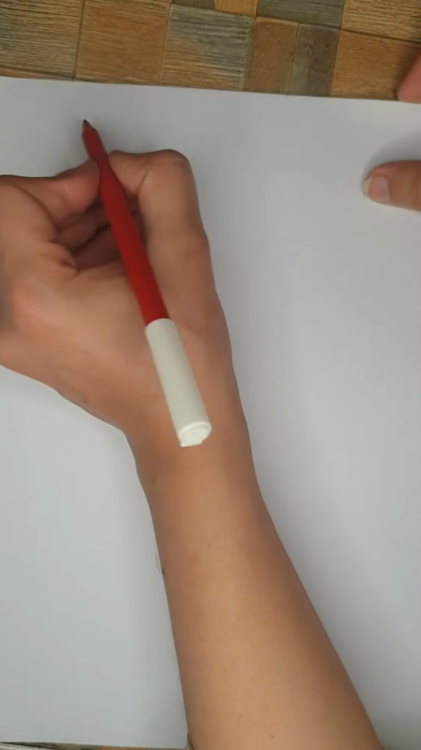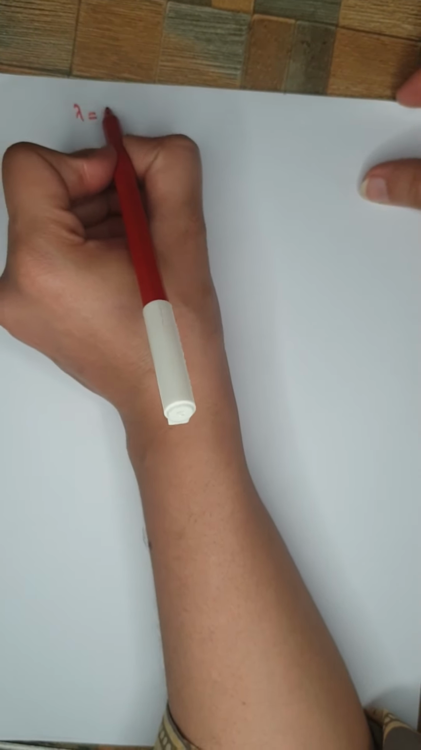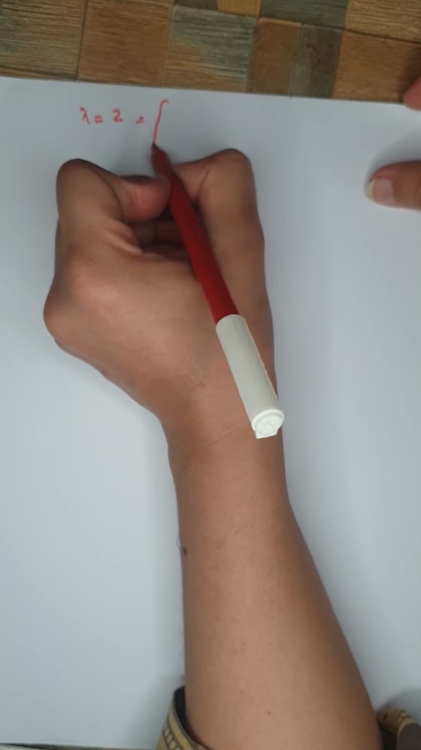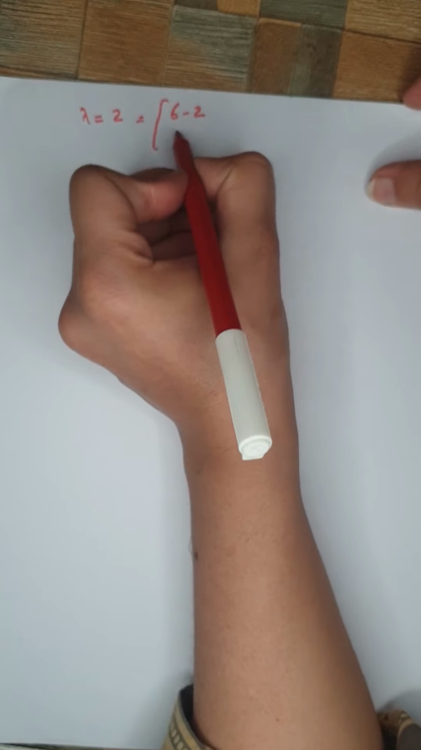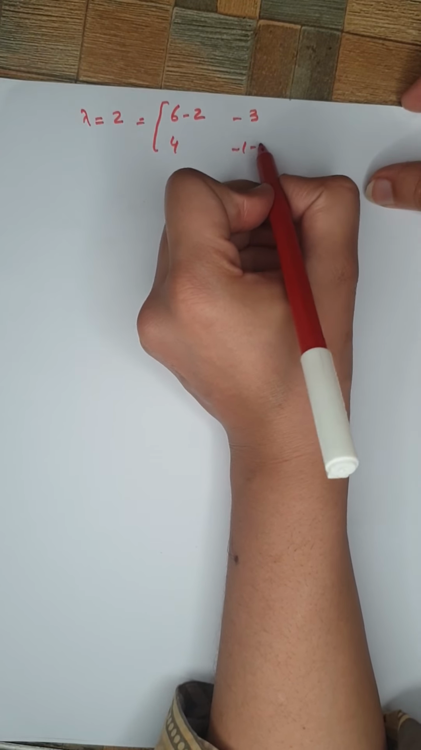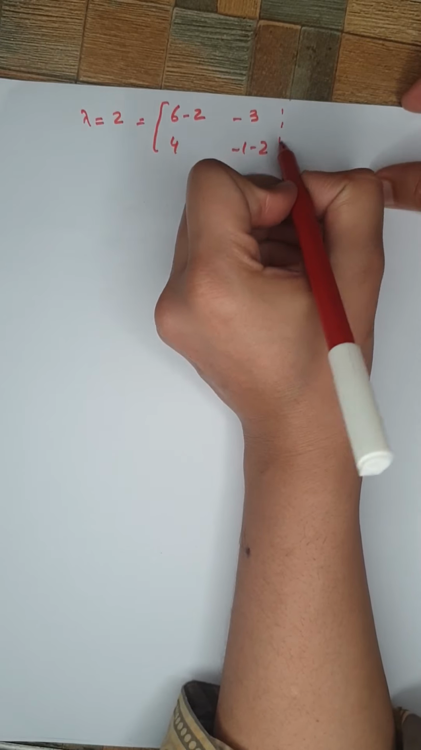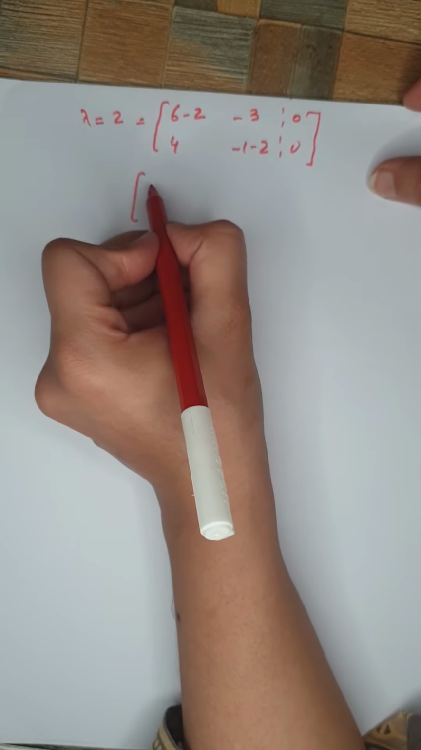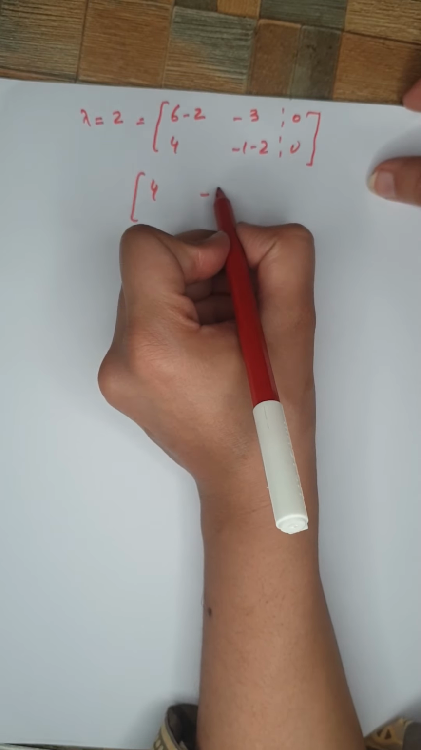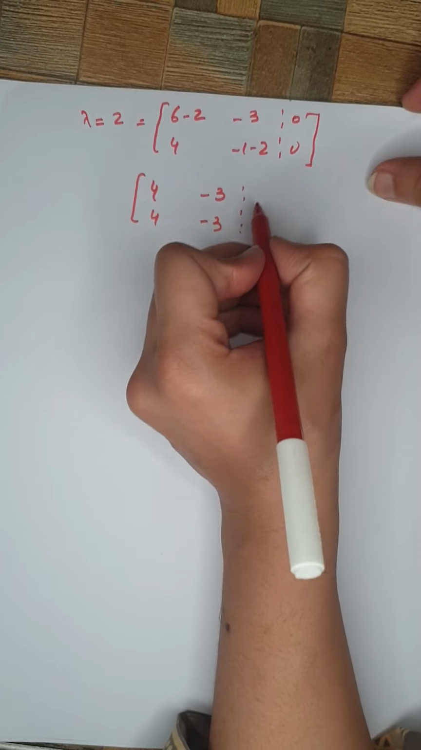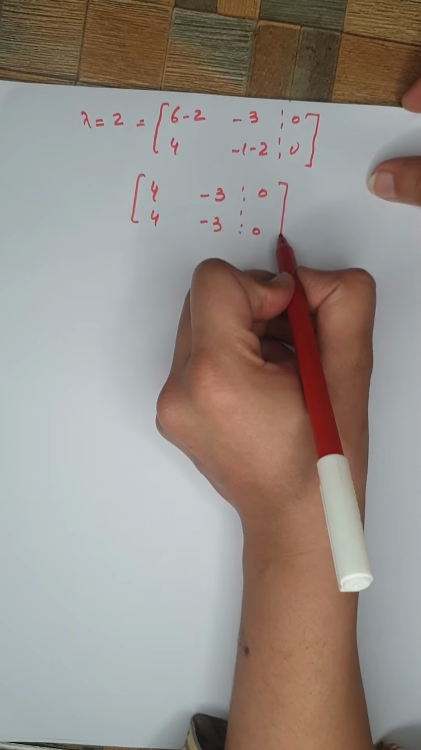Now again for lambda equal to 2, let's find the eigenvector. All you need to do is substitute lambda equal to 2 in the previous matrix, giving minus 3, minus 1, minus 2, and then just solve it using Gauss elimination. Preferably select the Gauss elimination method because it's simple to apply.